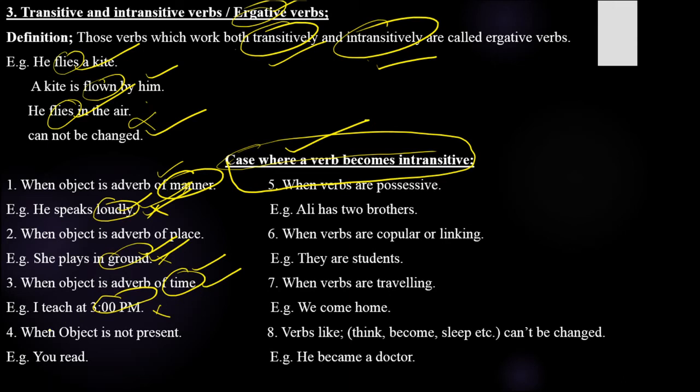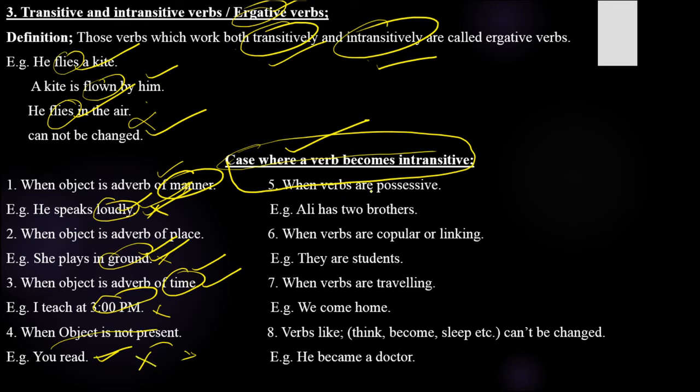Number 4 we are going to discuss is when the object is not present. See, if I say you read a book, a book is read by you. But if I say you read, then the rules of passive voice are not completed. If I say you read a book, the subject takes the place of object and the object takes the place of subject. I agree that you will bring the subject in the place of the object, you will make it the agent. But where there is no object, how will you make it the subject? So that cannot be changed into passive voice.